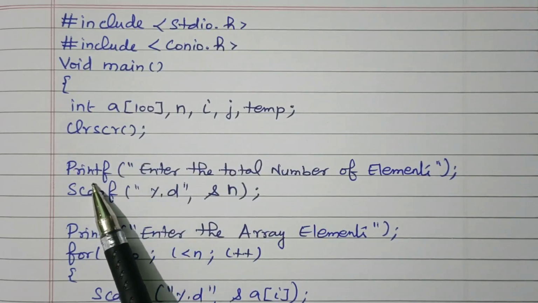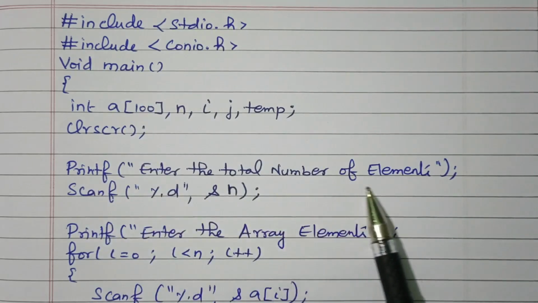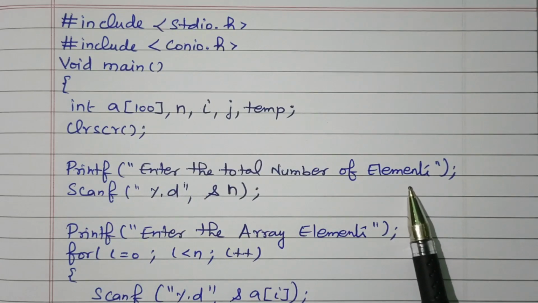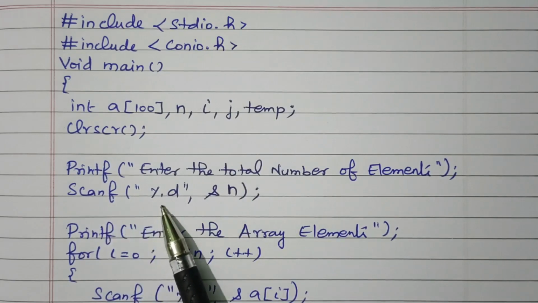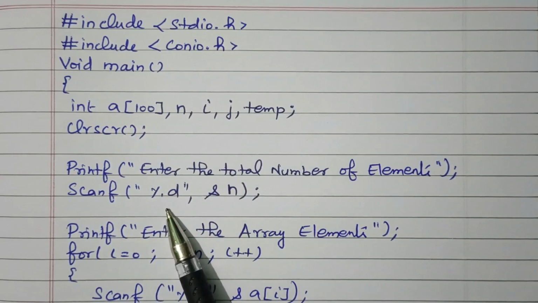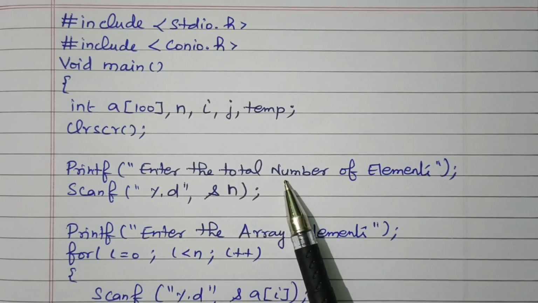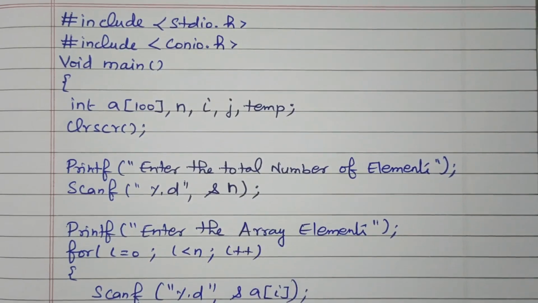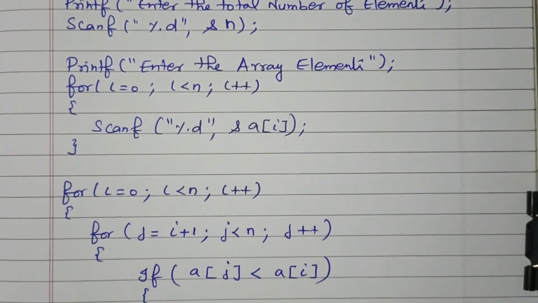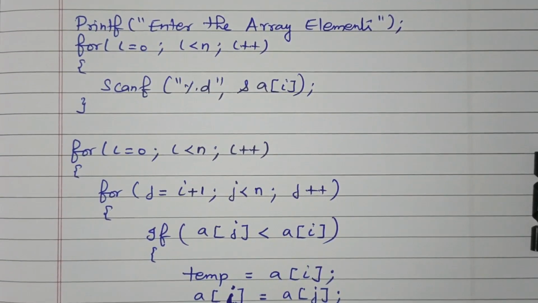First we need to get the total number of elements from the user. Printf, enter the total number of elements. The user will enter the number, which is scanned by scanf, %d and &n. %d refers to an integer number, and &n means the address of n, right? So the total number of elements the user entered is stored in n. Now we need to get the elements themselves.